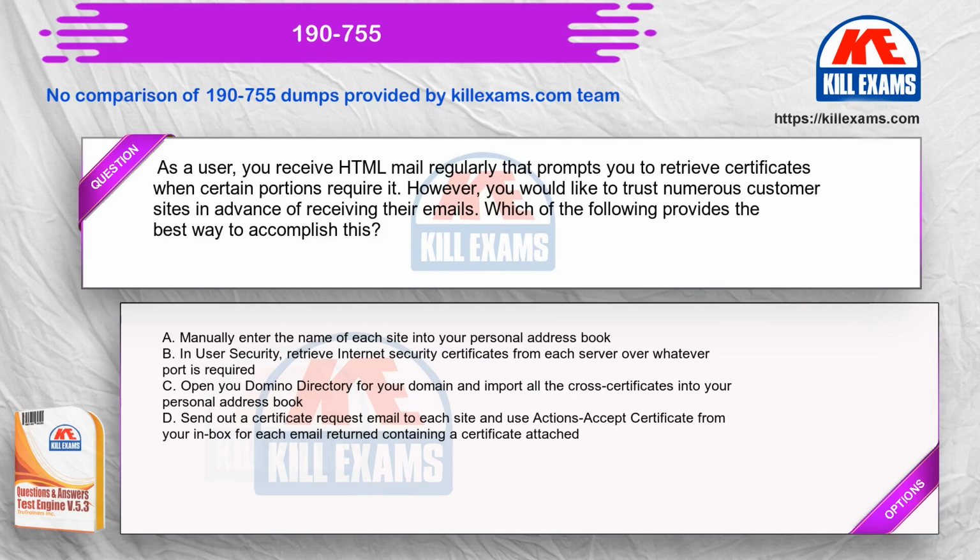Option A. Manually enter the name of each site into your personal address book. Option B. In user security, retrieve internet security certificates from each server over whatever port is required. Option C. Open your Domino directory for your domain and import all the cross certificates into your personal address book.